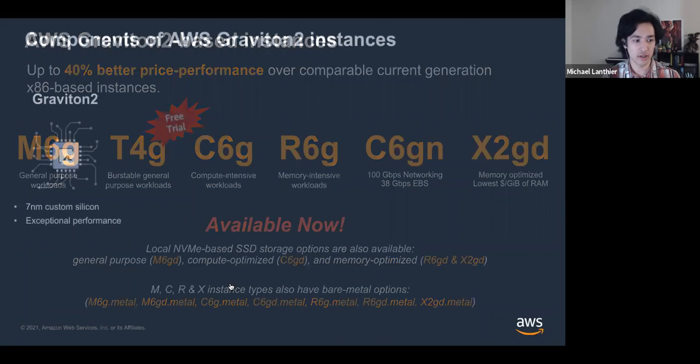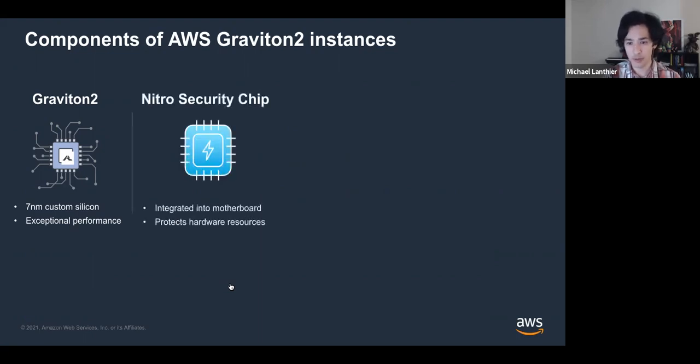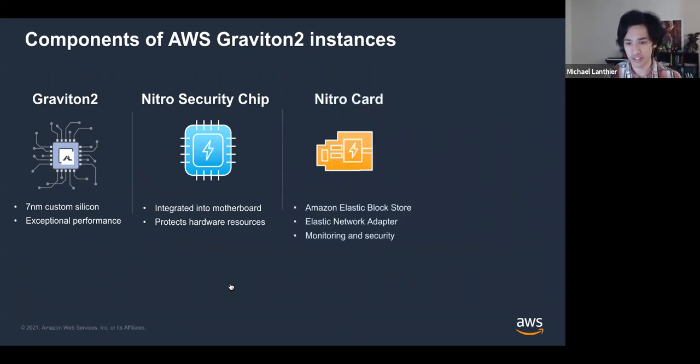So what is powering these Graviton2 based instances under the hood? First, they're all powered by, as we talked about, the custom Graviton2 processor, which offers really great performance. And additionally, our Graviton2 based instances are taking advantage of our Nitro system. The Nitro system has a couple of components. First is the Nitro security chip, which monitors hardware resources on the box. And second is the Nitro card, which manages devices like Elastic Block Store for storage and Elastic Network adapters for networking interfaces. And this offloads all of that extra work and management onto the Nitro card. So the Graviton2 processor does not have to deal with it.